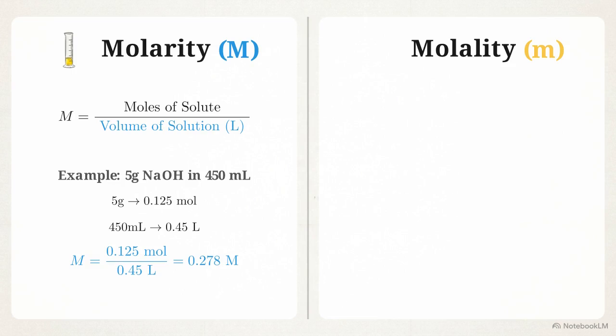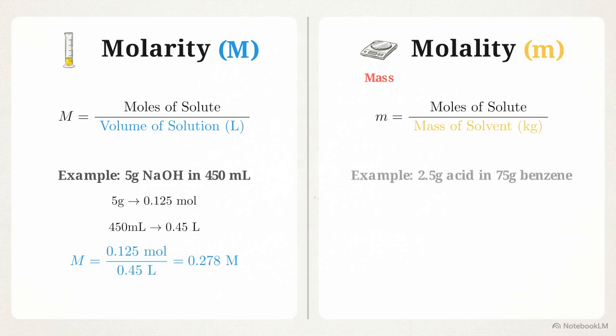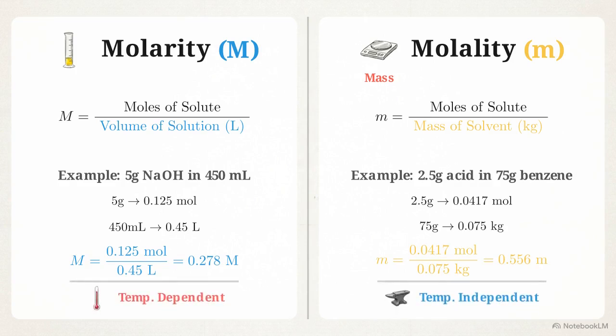On the right is molality, represented by a lowercase m. Instead of the volume of the whole mixture, molality divides the moles of solute by the mass of only the solvent, measured in kilograms. To find the molality of 2.5 grams of ethanoic acid in 75 grams of benzene, we find our moles of solute, 0.0417, and convert the solvent mass to 0.075 kilograms. This result is a molality of 0.556 m.